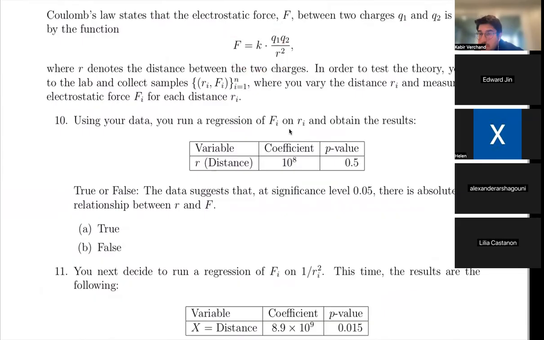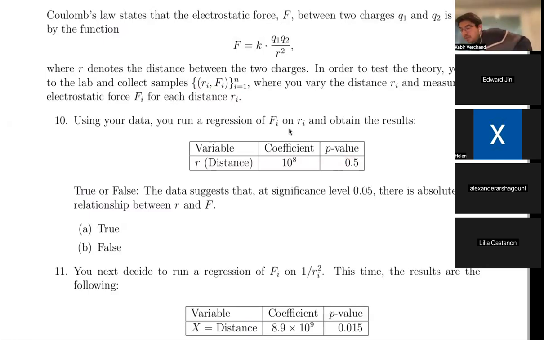Now, you see this and you want to put this theory to the test. So you go to your lab and you collect samples, Ri, where you take the charges and you move them at different distances from each other, and you record at each distance Ri what is the electrostatic force between the two charges. So now you've varied this a bunch of times, and now you say, okay, let me fit a linear regression model where I run a regression of this force on the actual distance Ri, and I obtain the following results, where I see here the variable R distance, I get some coefficient 10 to the eighth, and the p-value is 0.5.